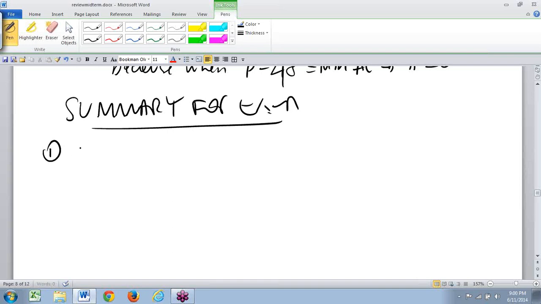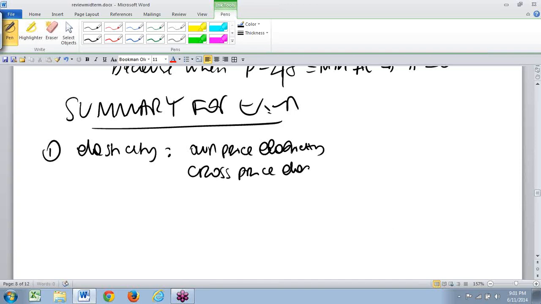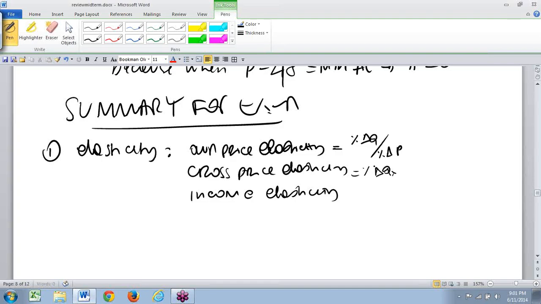So the first thing that you need to know is elasticity. So own price elasticity, cross price elasticity, and income elasticity. Okay? So own price elasticity is equal to percentage change in quantity divided by percentage change in price. Cross price elasticity is percentage change in quantity of good X to a percentage change in price of good Y. And income elasticity is percentage change in quantity divided by percentage change in income. Okay?